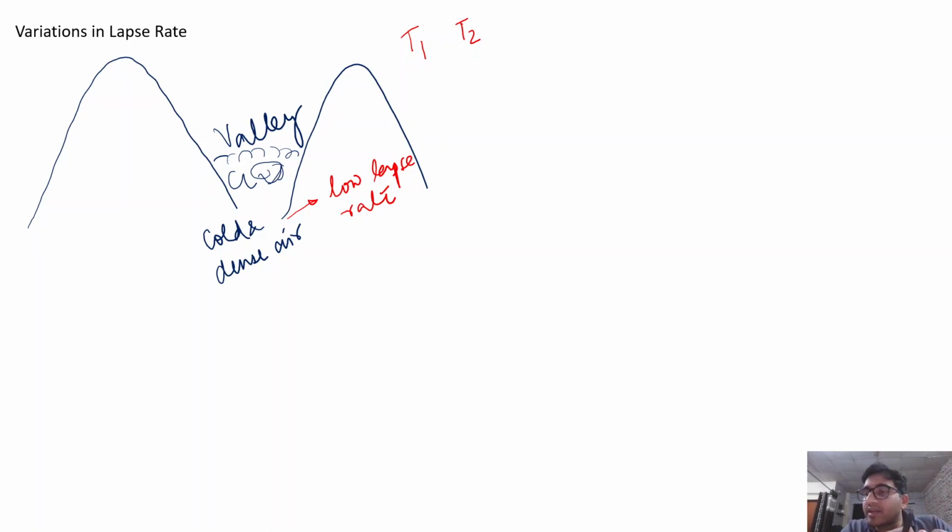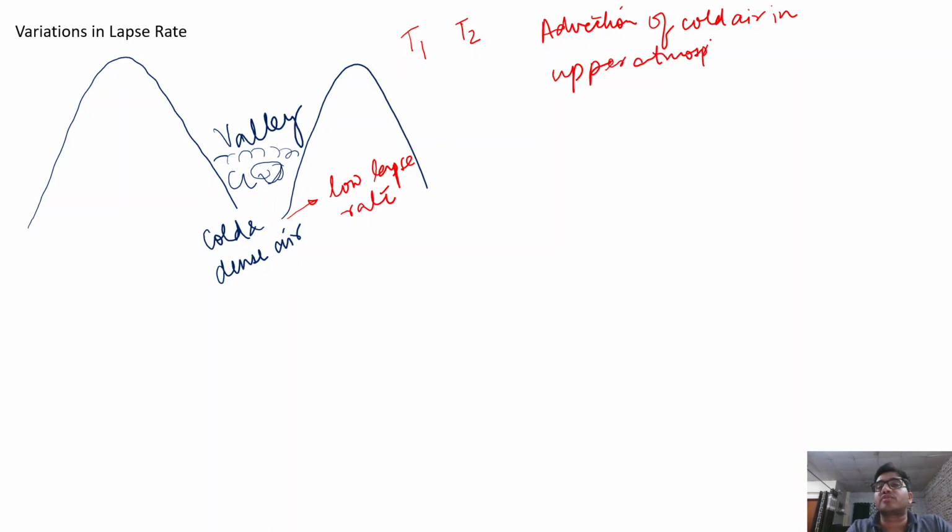Now, the second case is in the upper part of the atmosphere, so advection of cold air in the upper atmosphere will again cause a lower lapse rate. What does it mean? It means that whenever cold air is present or the temperature has got lower, it will lead to less difference in the temperatures at height and at the base.